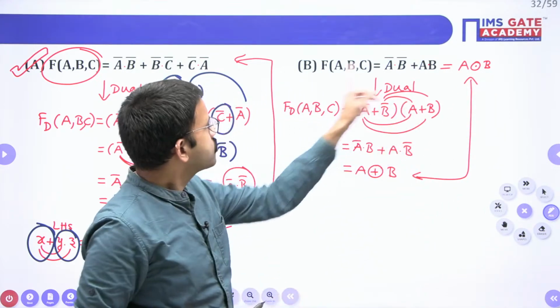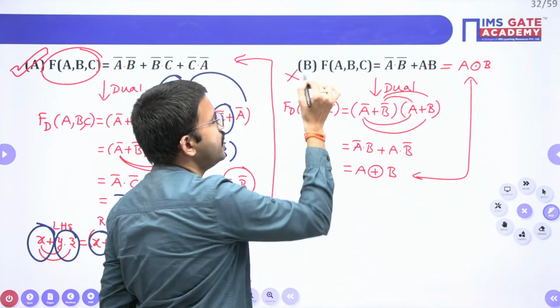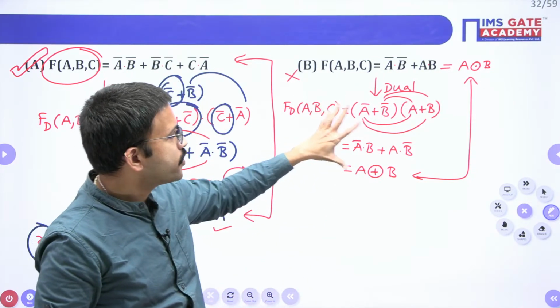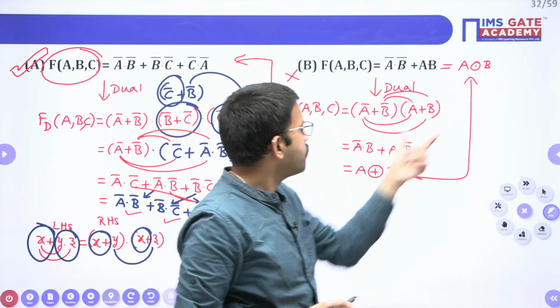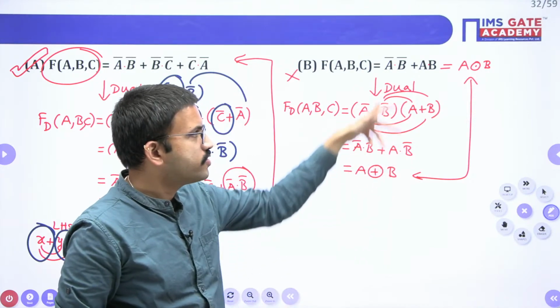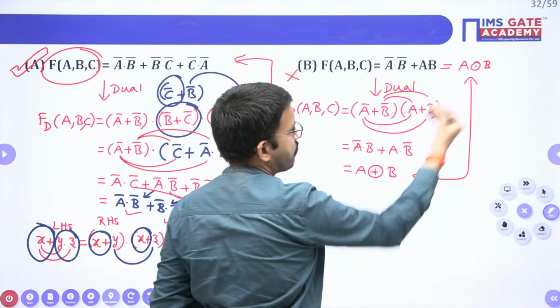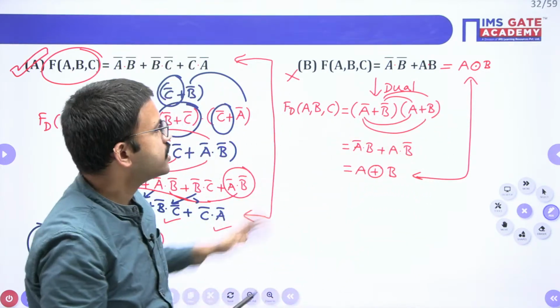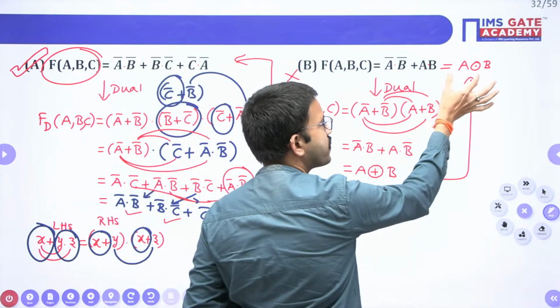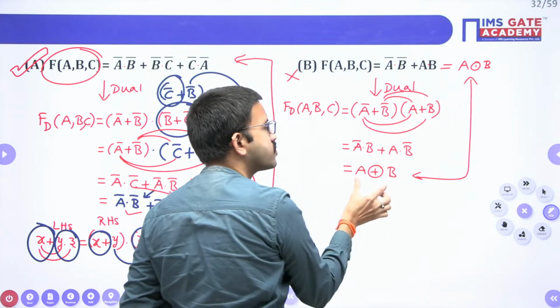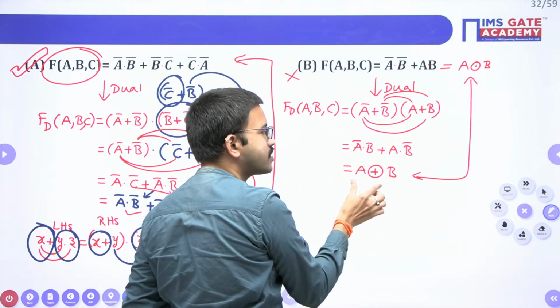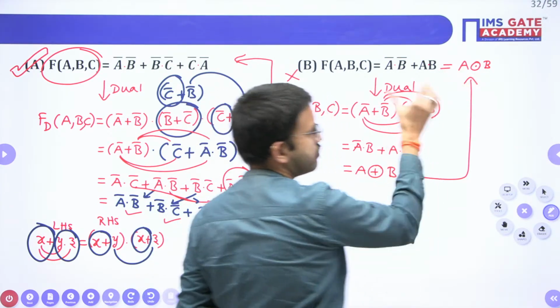So option B is not self-dual, but here you got one conclusion point that XOR operation and XNOR operation, when you perform among two variables, these two are dual to each other. These two are not same, but when you apply dual to XOR among two variables, you will get XNOR. Similarly, if you apply dual to XNOR among two variables, you will get XOR, and vice versa.